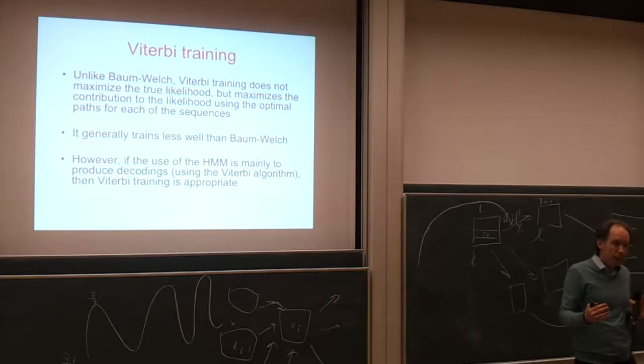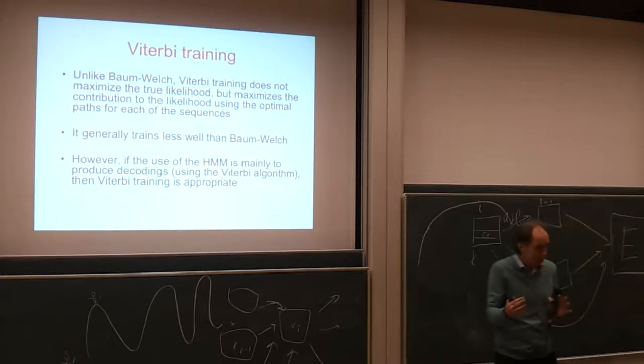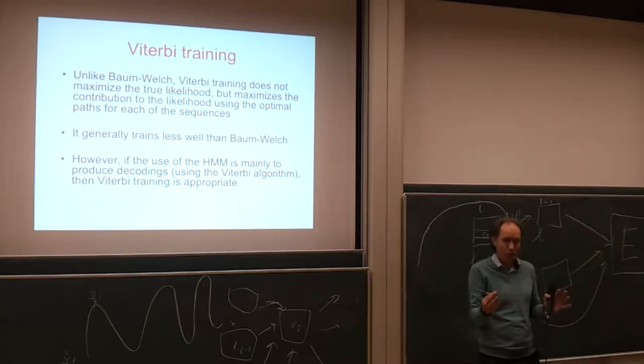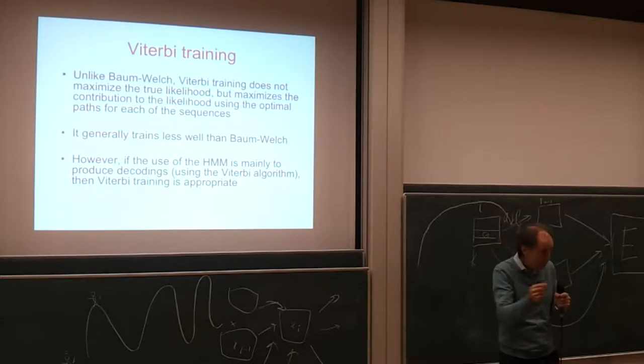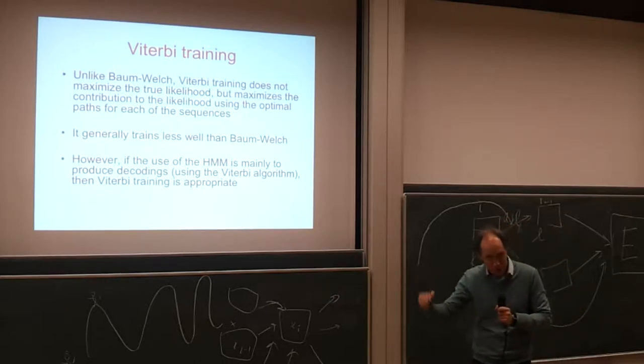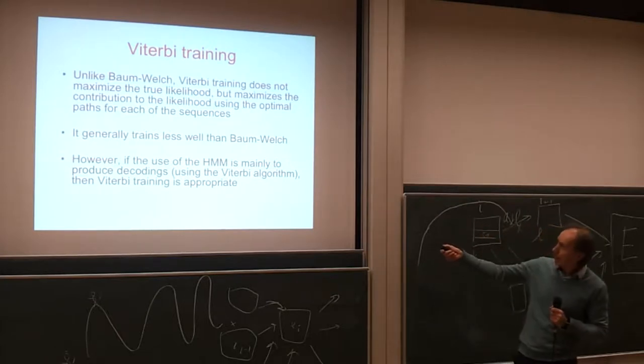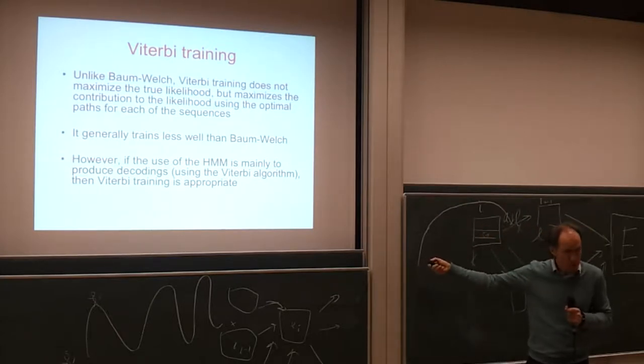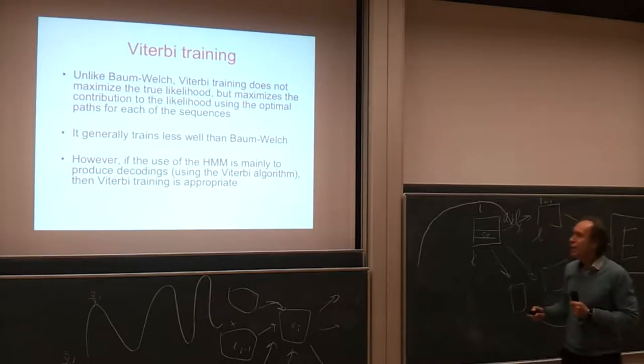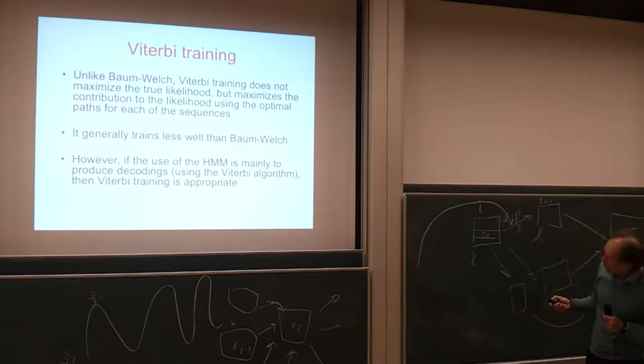Suppose you would like to learn the path from the model. I would like to find out the alignment pathway of globin sequences. Then it's about finding that path, and then Viterbi training is really what you should do, right? So it depends on what you want to do. But in general, Viterbi training trains a bit less well than the Baum-Welch algorithm. I'm trying to explain to you in the last 10 minutes.